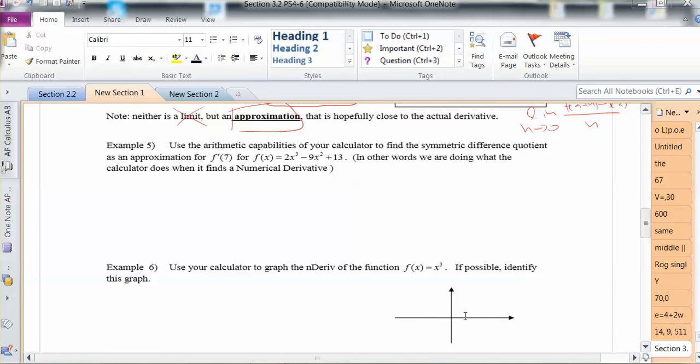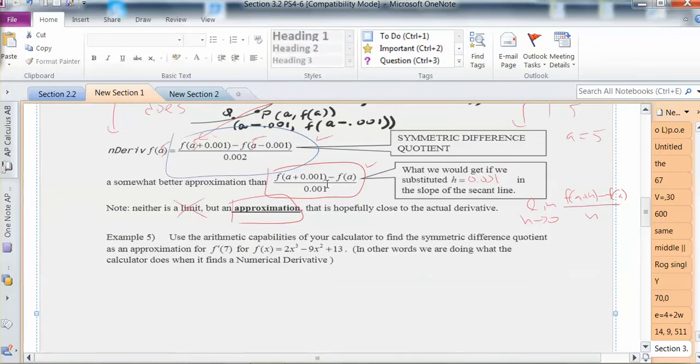Hey there, I'm now back to finish up page 5 of 3.2 and do a little bit of page 6. So for example 5, we're being asked to find the symmetric difference quotient for f prime of 7 when f of x equals 2x cubed minus 9x squared plus 13. So the symmetric difference quotient is right up here.